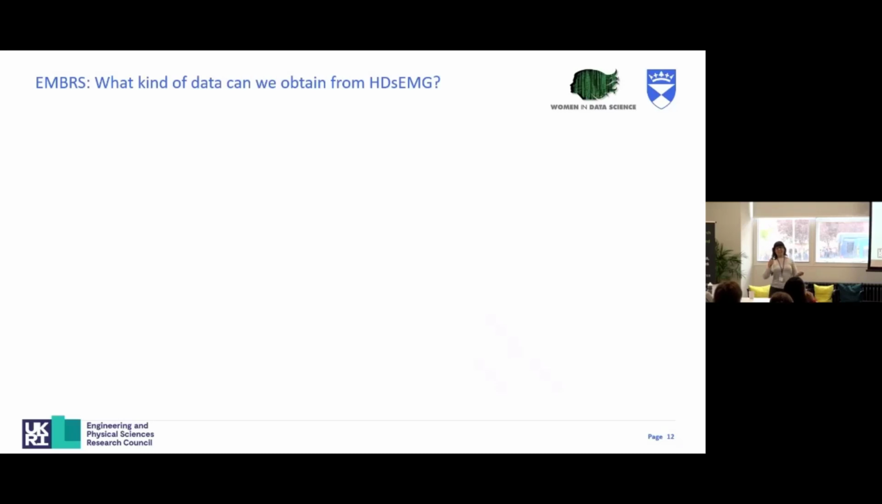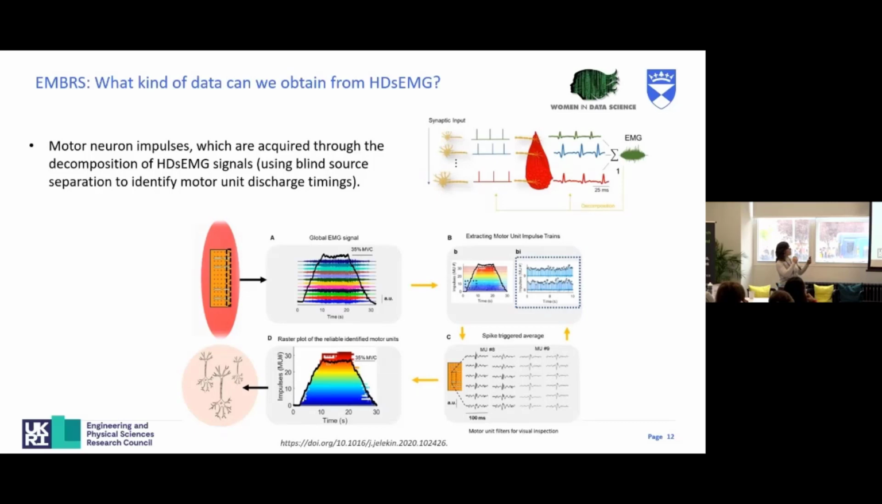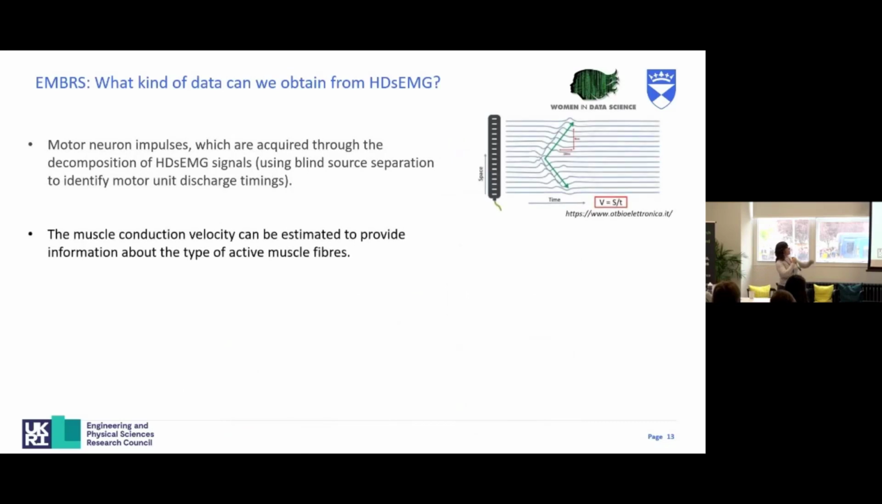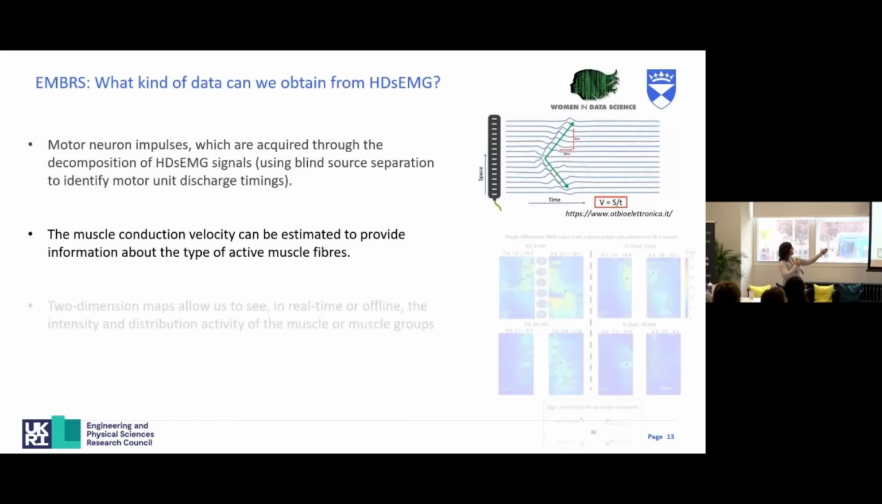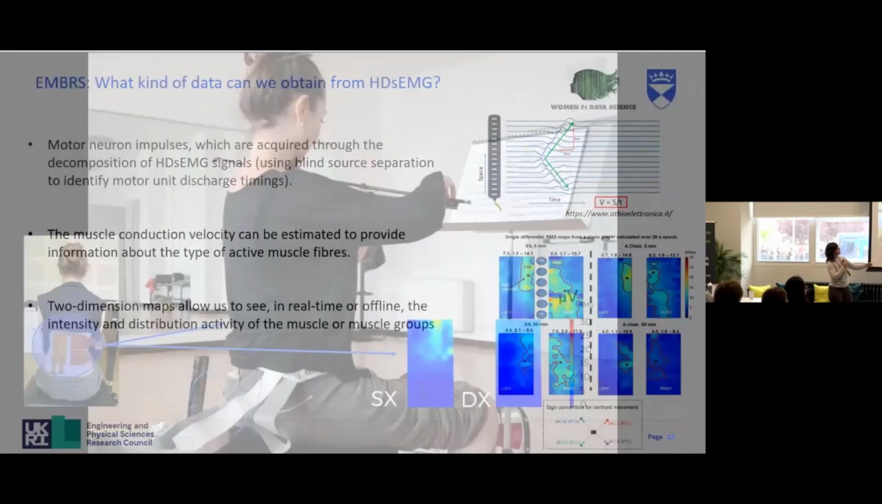So what kind of data can I get from high-density EMG? We can know motor neuron impulses, so when the synaptic input is happening, and we can know that in terms of the strength of the contraction, the type of the contraction. We also can know conduction velocity, so how quickly is the signal propagating, and this can tell us about the type of muscle fibers that are being activated. The two-dimensional maps allow us to see in real time and offline as well this distribution of activity. So you also can have a region of interest, a region of activity.